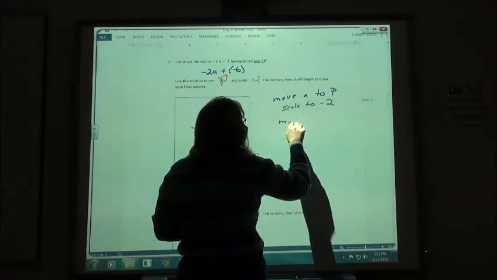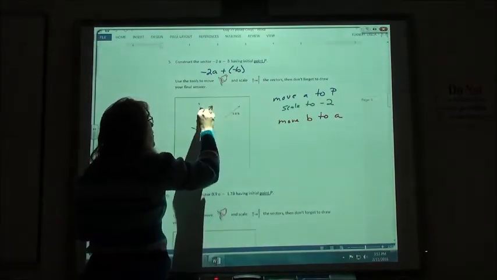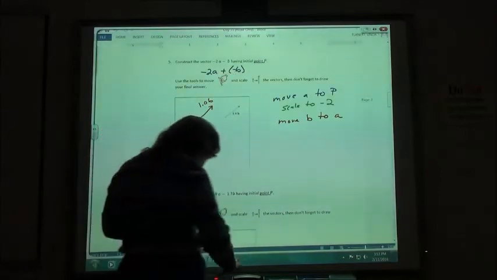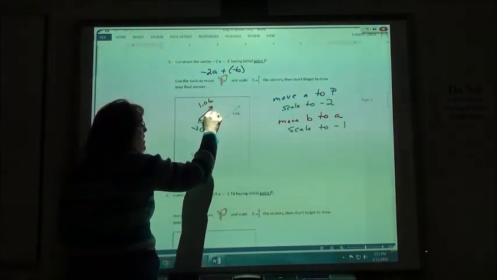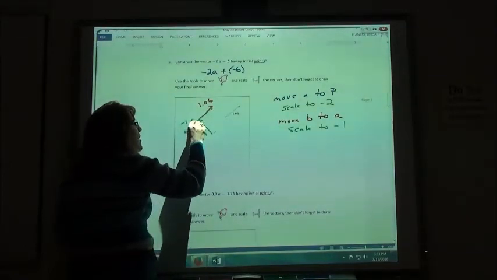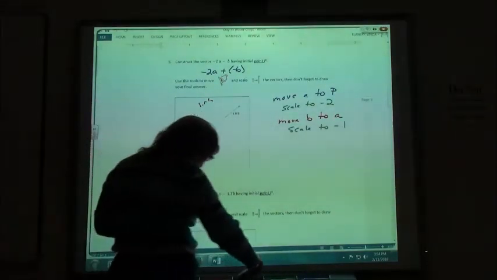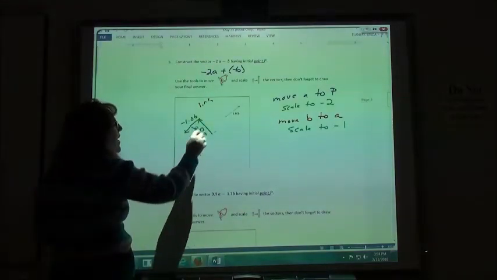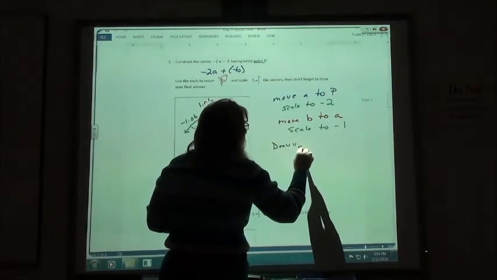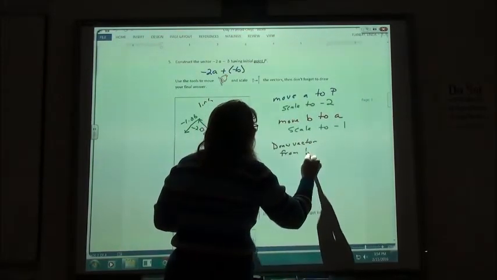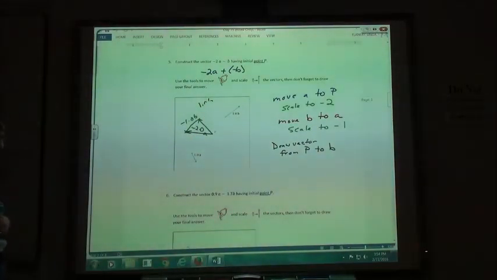Then I'm going to move B to A. So B is going off this way, 1.0b, but I want it to be negative b. So scale to negative 1. Again, I'm going to push this backwards. It's going to end up being the same length, just going in the opposite direction. So now instead of pointing that way, it's pointing the other way. Once I have this one labeled negative 2.0a, this one labeled negative 1.0b, then I'm going to draw the vector from P to B. Starting at P to the end of B, I'm just going to see that little triangle there when I'm done.